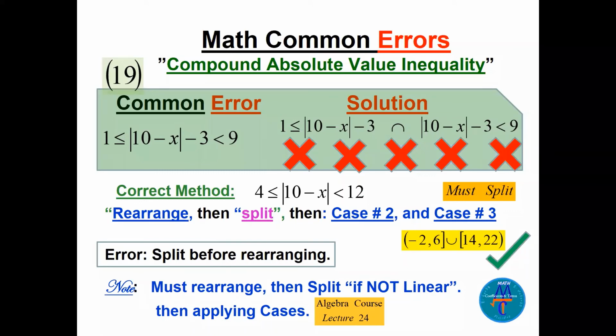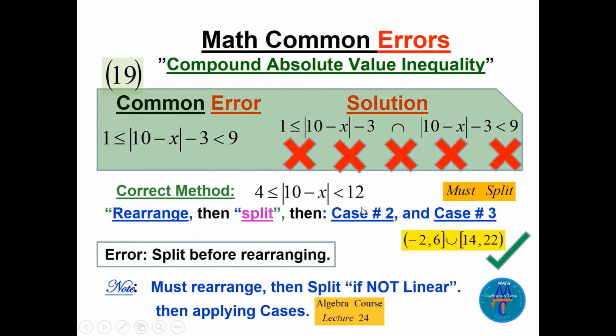This is error number 19, compound absolute value inequality. If we have a nice question, actually, 1 less than or equal to absolute value of 10 minus x, minus 3, less than 9. Some people do it like this. They split it: 1 less than or equal to absolute value of 10 minus x minus 3, intersection the other side, absolute value of 10 minus x minus 3 less than 9. The idea of splitting is okay, but you're applying it in the wrong manner because we have a minus 3 there. So you have to add 3, add 3, add 3. Rearrange, we call this. Rearrange it so it will be 4 less than or equal to absolute value of 10 minus x less than 12. Now you split it.